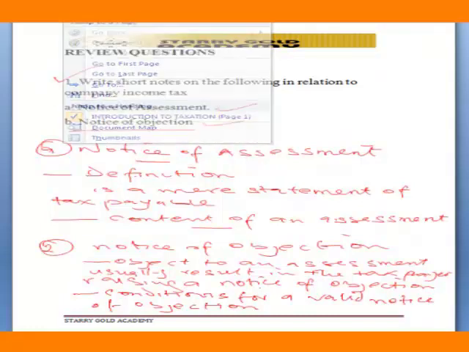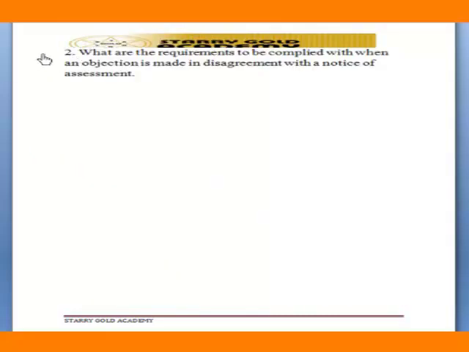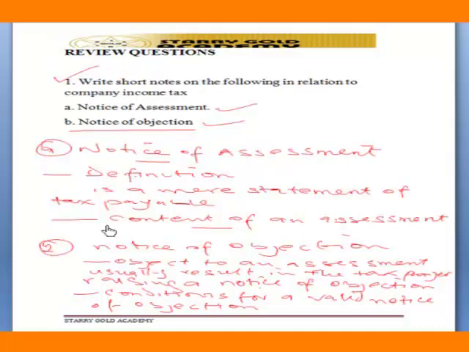What's the next question asking us? Here we are, number two. What are the requirements to be complied with when an objection is made in disagreement with a notice of assessment? To answer this question, you will have to look at question one. This question is similar to question one in the way we answered question one. Remember in question one, I asked you to put down conditions for a valid notice of objection. You should list them down.